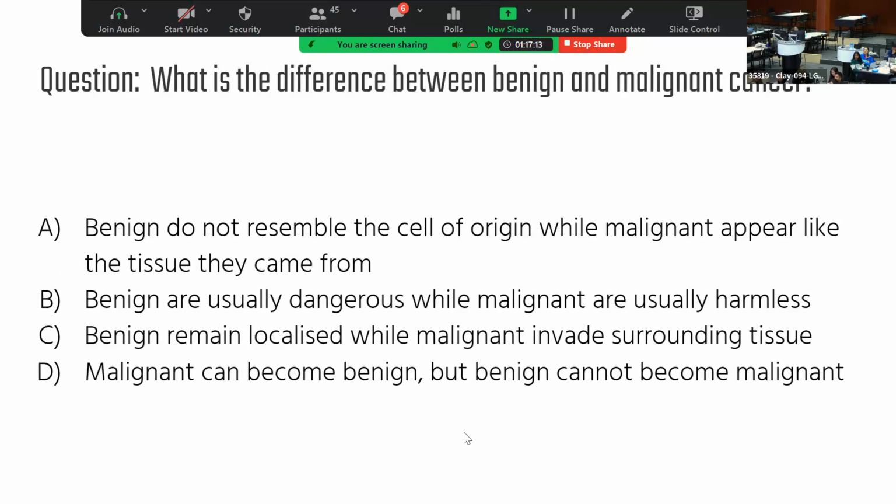Okay, what's the difference between benign and malignant cancer? Yeah, C for that one, good. So benign remains localized, while your malignant invades surrounding tissue. The rest of them are pretty much the opposite. So benign resemble your cell of origin, while malignant don't. Benign are usually okay, maybe, while malignant are quite dangerous. And then benign can become malignant. So you're just going to be careful with those ones there.